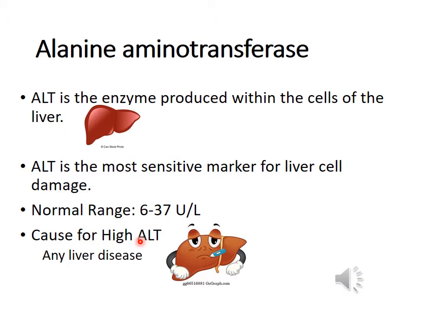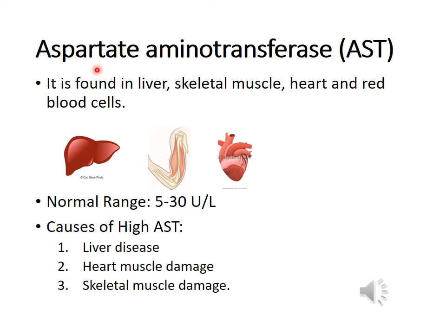What can be the cause of high ALT? As ALT is found in liver cells, so any disease which causes liver cell damage will cause high ALT. Now let's discuss the other enzyme, AST. AST is found in liver, skeletal muscle and cardiac muscle. What's the normal range? 5 to 30 units per liter. What can be the cause of high AST? Liver cell damage, heart muscle damage and skeletal muscle damage.